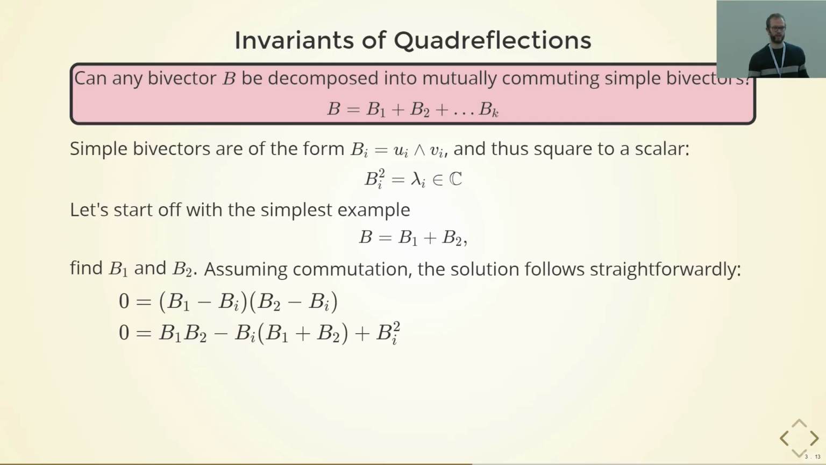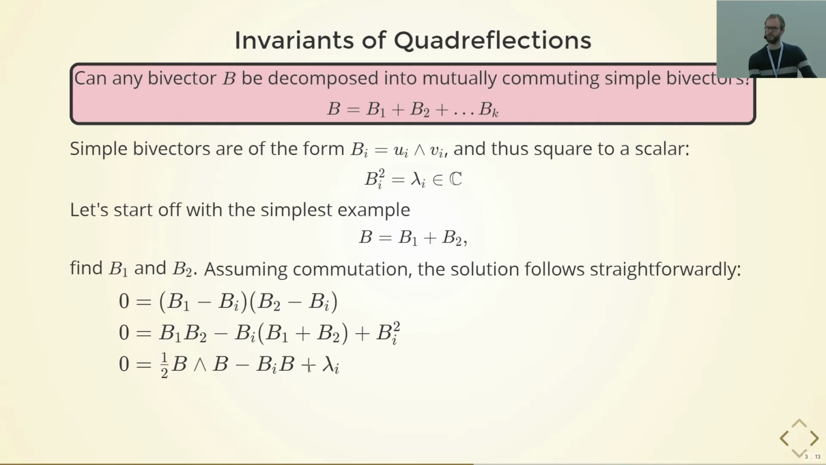So now I just work out the brackets. I just multiply everything out, and I assume that these things are already commuting. So you find b1 b2 minus bi (b1 plus b2) plus bi squared. And this can be simplified by quite a bit because b1 plus b2, that's just our original b. Bi squared is going to be the scalar value that I call lambda i. And b1 b2, that is actually the wedge product of b with itself weighed properly. So actually it ends up being this: a half b wedge b minus bi b plus lambda i.